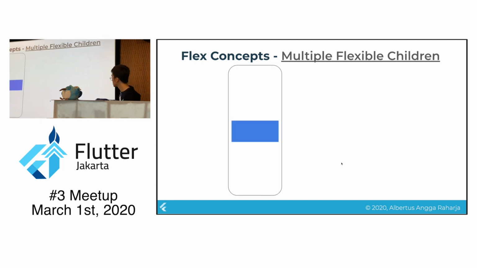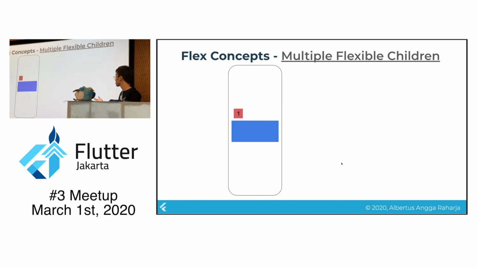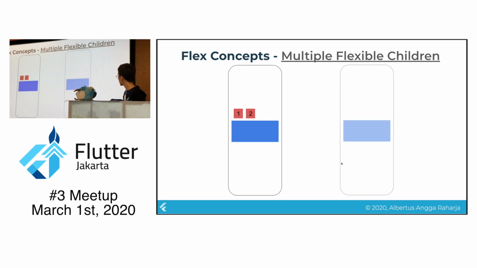How about multiple flexible children? A flexible child has a flex factor. In this case, we have two children. The first one has flex factor 1. The second one has flex factor 2. What does it mean? It means that the first child will occupy 1/3 of the space, and the second one will occupy 2/3 of the space. So where does this number come from?